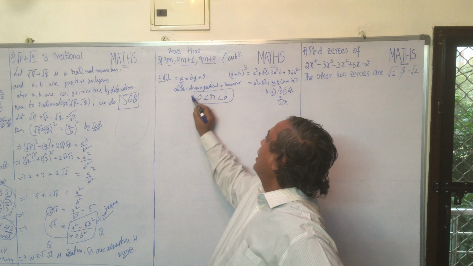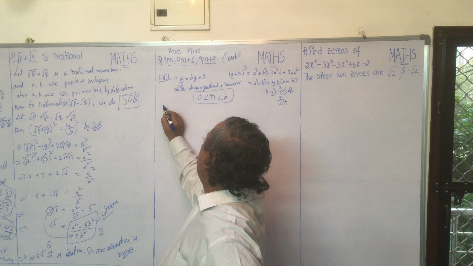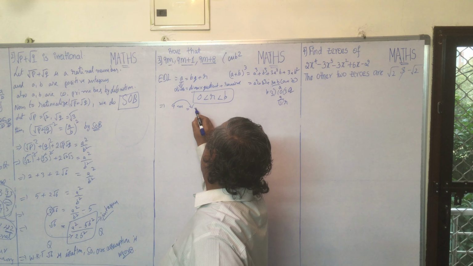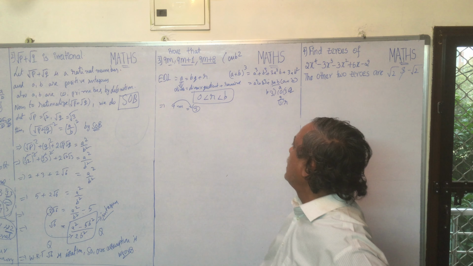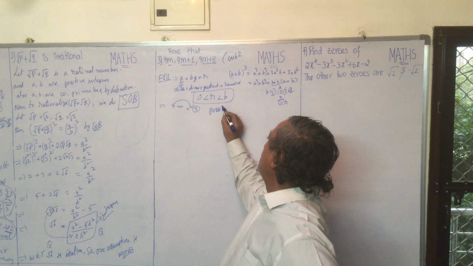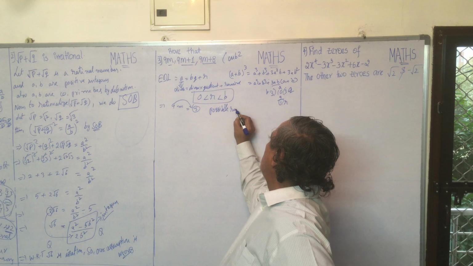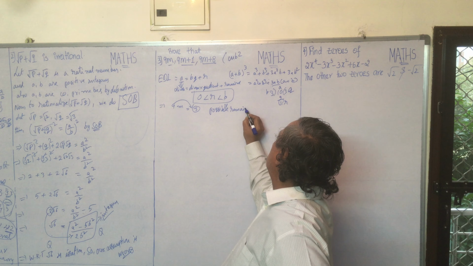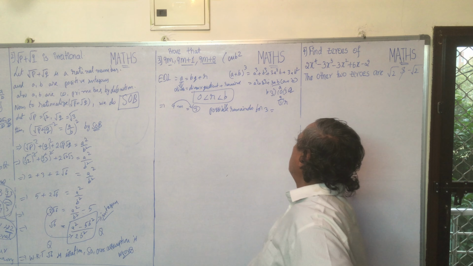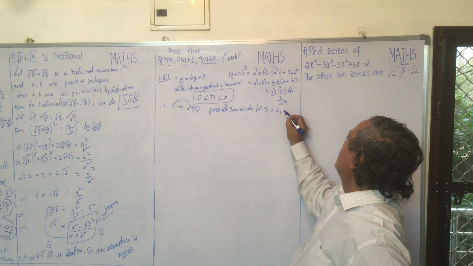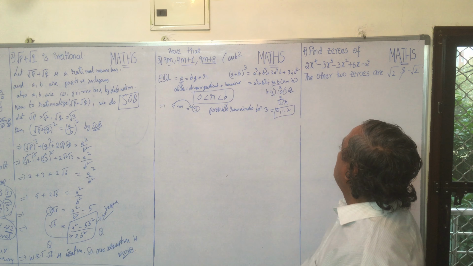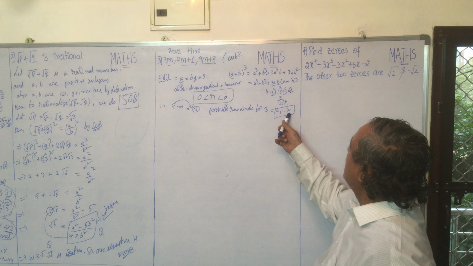What is given? 9m. In place of 9, you should take 3. Then what are the possible remainders? Write down this also. Possible remainders for 3 are 0, 1, 2. These are the possible remainders, if you divide by 3.